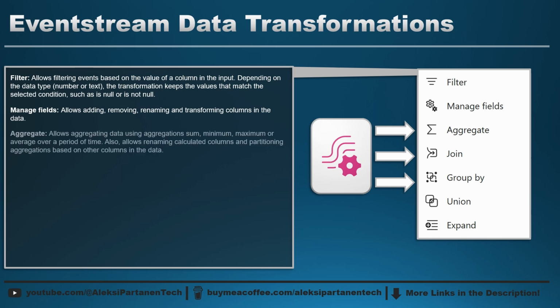Then we have aggregate that allows aggregating data using aggregation sum, minimum, maximum, or average over a period of time. Also, aggregate allows renaming calculated columns and partitioning aggregations based on other columns in the data. Next, we have join transformation that is very similar to SQL join command and allows combining data from two streams based on matching conditions between them.